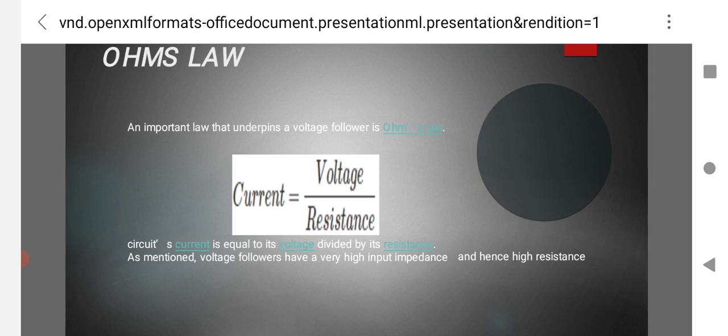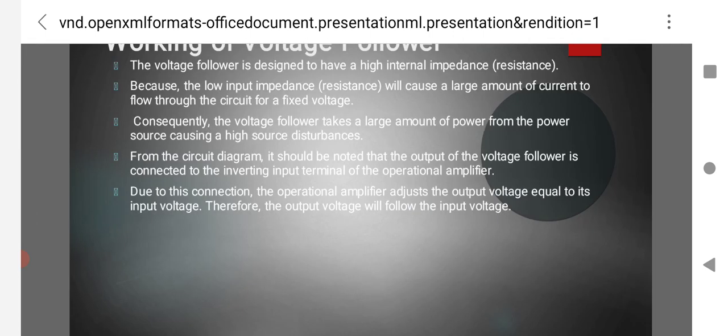In this, the formula used is Ohm's law. Ohm's law states that current is equal to voltage divided by resistance. As we mentioned above, voltage followers have a very high input resistance and a very low output resistance.